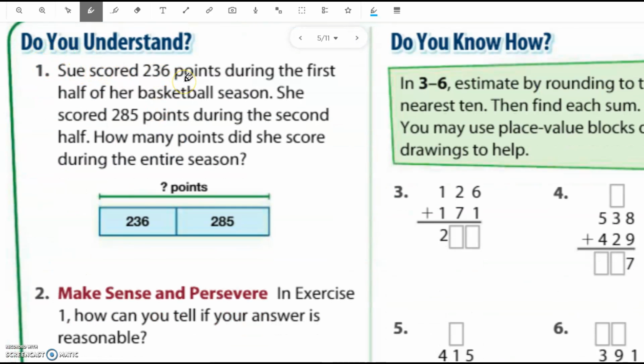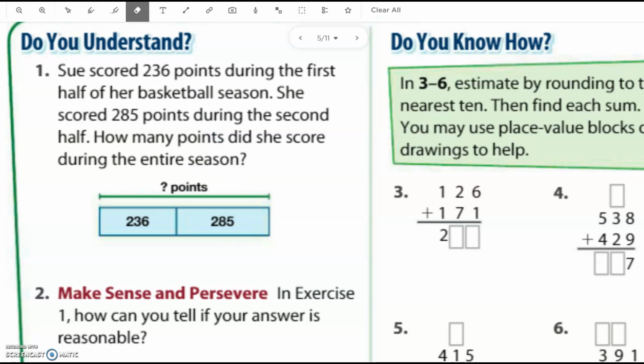Do you understand? Please make sure you are on the same page. Sue scored 236 points during the first half of her basketball season. She scored 285 points during the second half. How many points did she score in the entire season?